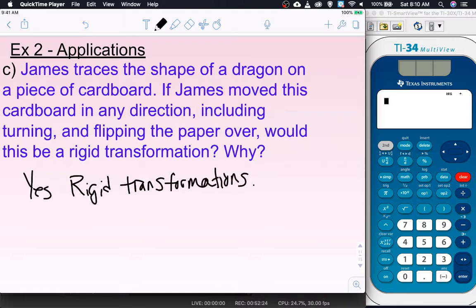I'll put transformations, because if he did it on a piece of cardboard, unless he takes that cardboard and crumples it up, the size and shape of that dragon that he drew is not going to change. Okay, a piece of cardboard is fairly rigid. It is a rigid transformation. So if he takes it and slides it over, it's still a dragon.